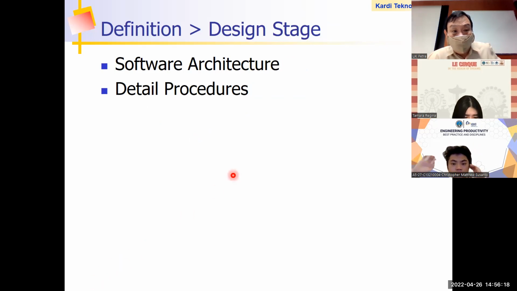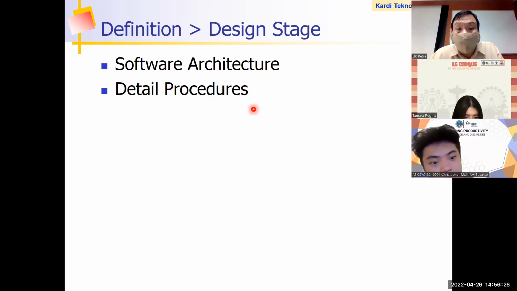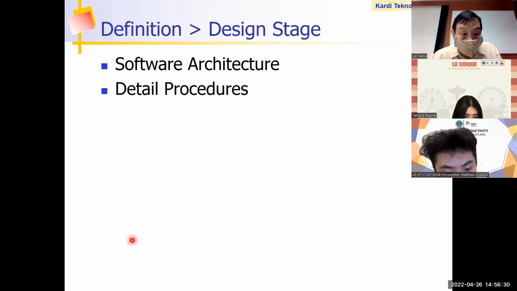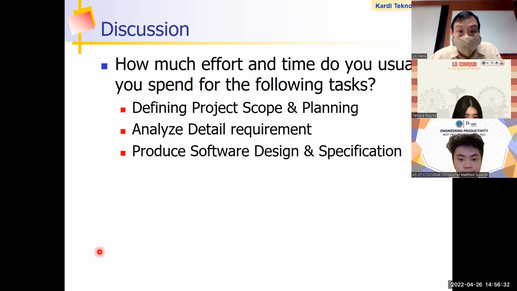Okay, and after that, you go to the design stage of the definition, which is software architecture, and go to the detailed procedures, the classes and the functions inside. So again, how much effort do you actually put into all of this?